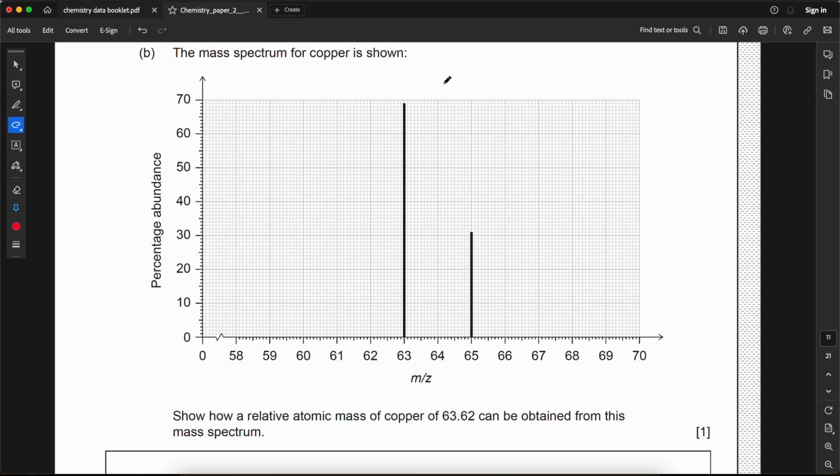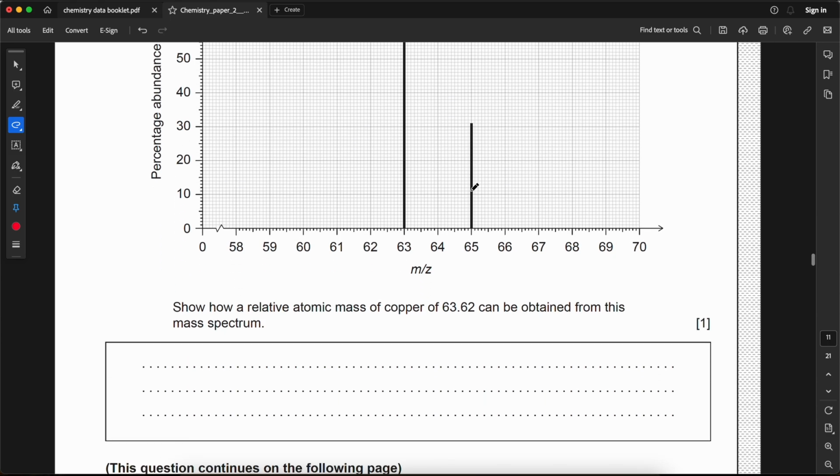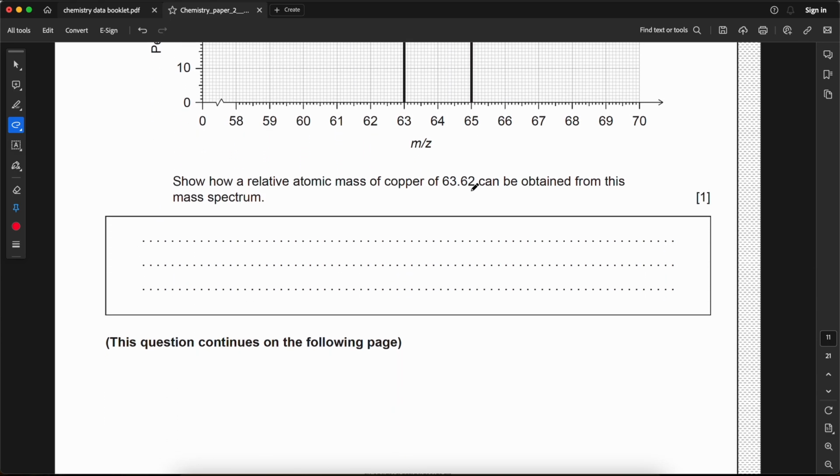The mass spectrum for copper is shown. For 63 it is 69, and for 65 it is 31. Show how a relative atomic mass of copper of 63.62 can be obtained from this mass spectrum. So you can do 63 times 69 plus 65 times 31, divided by 100, or directly 0.69 times 63 plus 0.31 times 65.